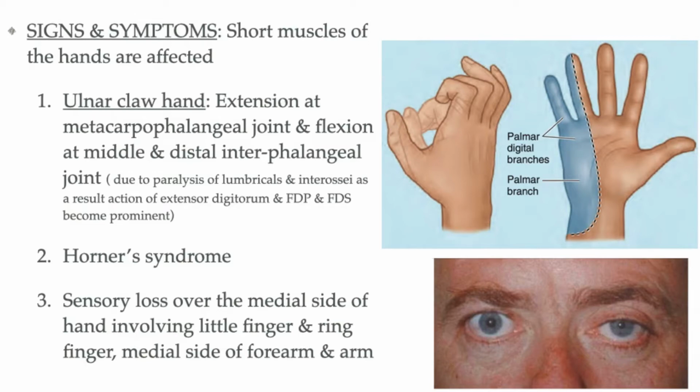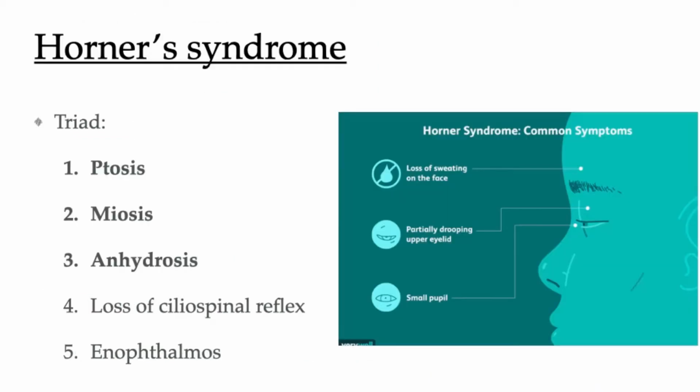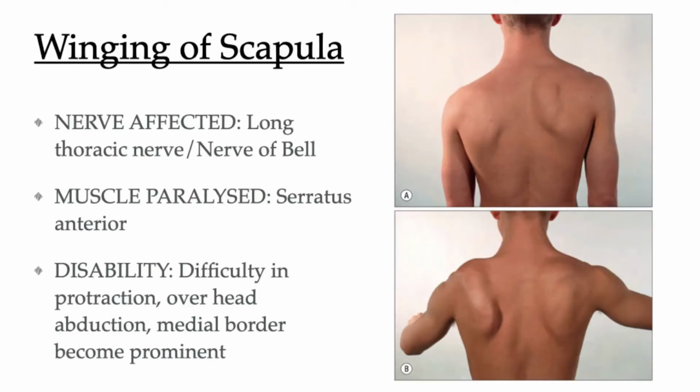The patient will also present with Horner syndrome. Sensory loss over the medial 2.5, and according to a few literatures medial 1.5, part of the hand and the medial side of the forearm and arm will be there. Horner syndrome is the condition in which a triad of ptosis, miosis and anhidrosis occurs along with loss of ciliospinal reflex and enophthalmos. Next condition is winging of scapula.